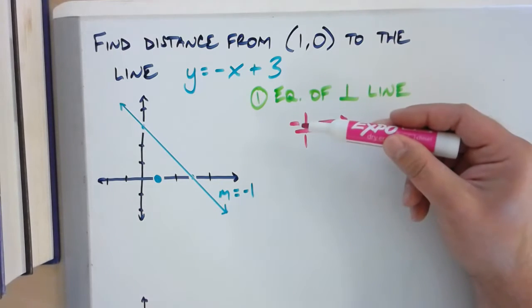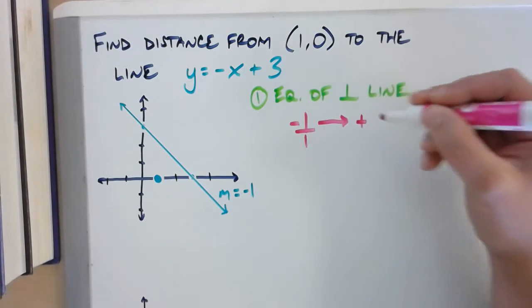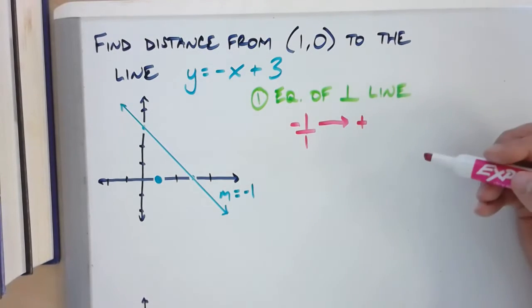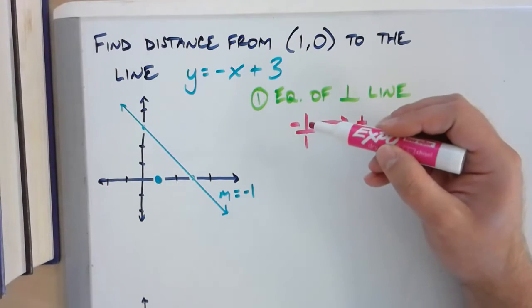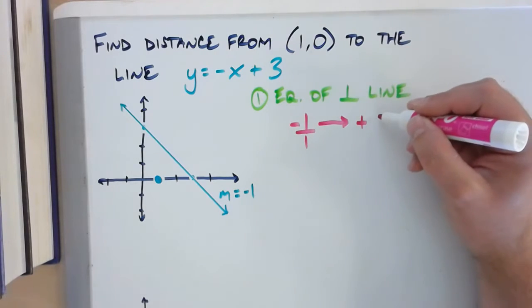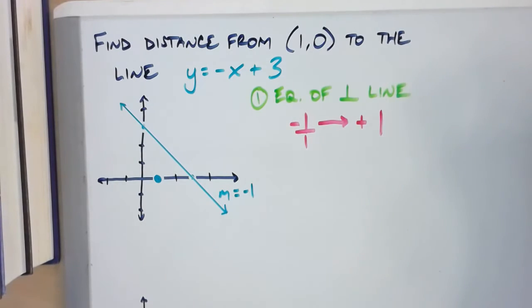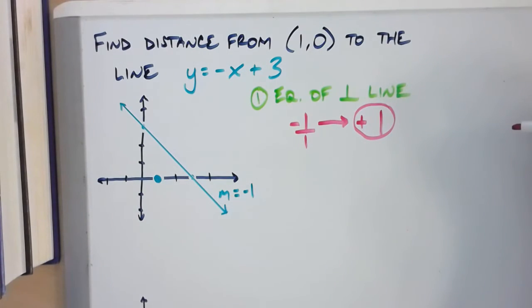So I'm going to flip the sign. I start with a negative, it's going to become positive. You won't need that positive sign after a while, but it can help to write it. And then I'm going to flip the fraction. 1 over 1 becomes 1 over 1 again, and that reduces to just 1. So what's the reciprocal of negative 1? Positive 1. And this would be the slope that I'm going to work with for the equation of my perpendicular line.